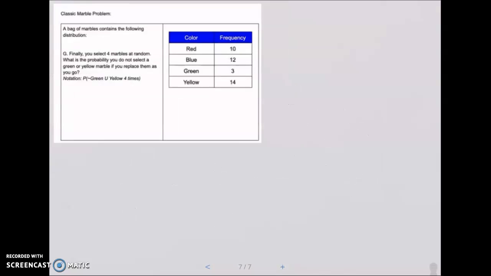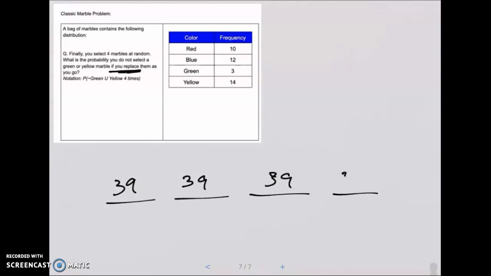Last one. Finally, you select 4 marbles at random. 1, 2, 3, 4. What is the probability you do not select a yellow or a green marble if you replace them as you go? So here you go. If you replace them as you go, that means all of these denominators are going to be 39. Now we don't want a green and we don't want a yellow, so let's go through. We can use this one and we can use this one. So 10 plus 12 is going to be 22.